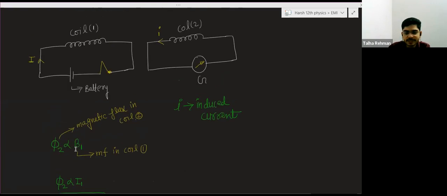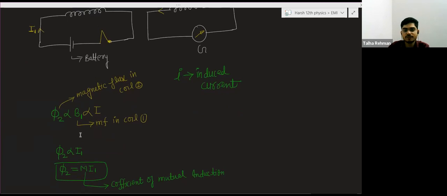So basically you can say this magnetic field is directly proportional to the current. If you increase the current, then the magnetic field will increase. So this flux in coil 2 is directly proportional to the current in coil 1. If you increase the current in coil 1, there will be an increase in the magnetic flux in coil 2.